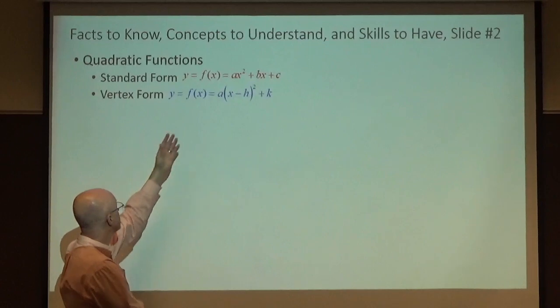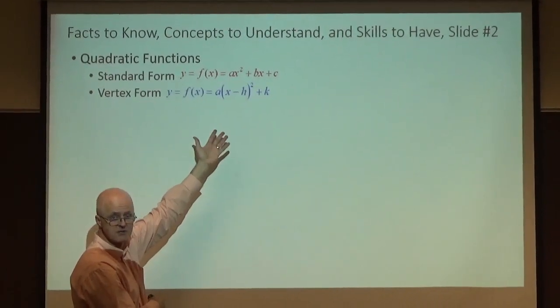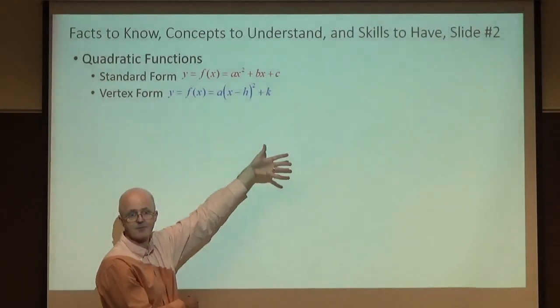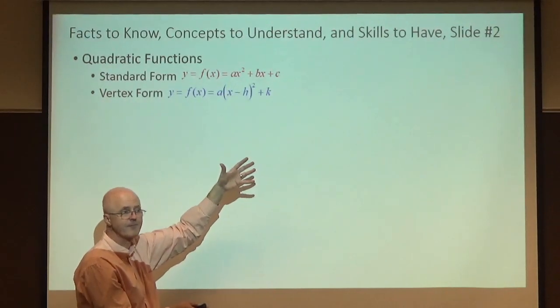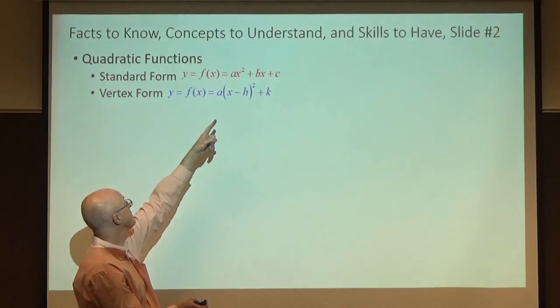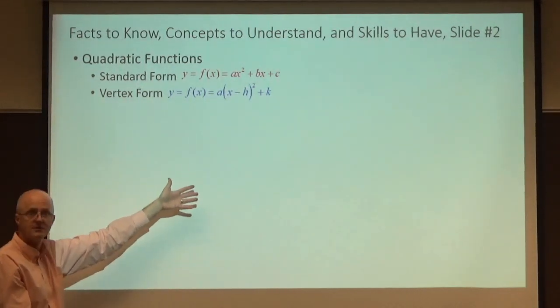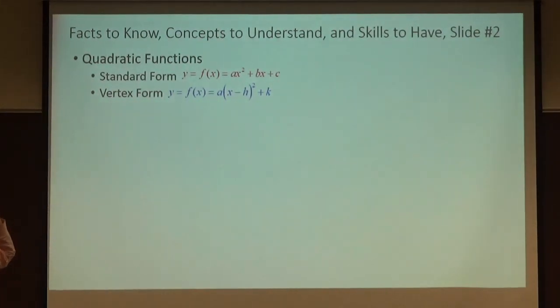If I give it to you in vertex form, you should be able to convert it to standard form just by multiplication and simplification. FOIL x minus h times x minus h. Then multiply by a, and then add k, and then simplify. To go from the standard form to vertex form, you've got to use the method of completing the square. So if that's something rusty for you, we did talk about that. That's something to practice.